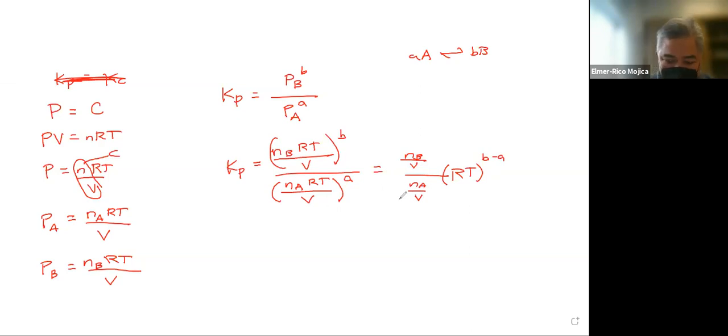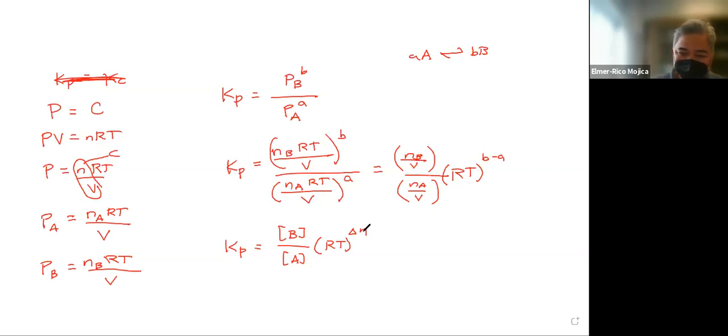You still follow? So what will happen to this now? So Kp, n over V is equal to what? The concentration of B over the concentration of A, and then you have here RT raised to b minus a, which is your delta n, right? And what do we have now? B to the b here. There's still an over A to the a here. So what is this equal to now? That is your Kc.